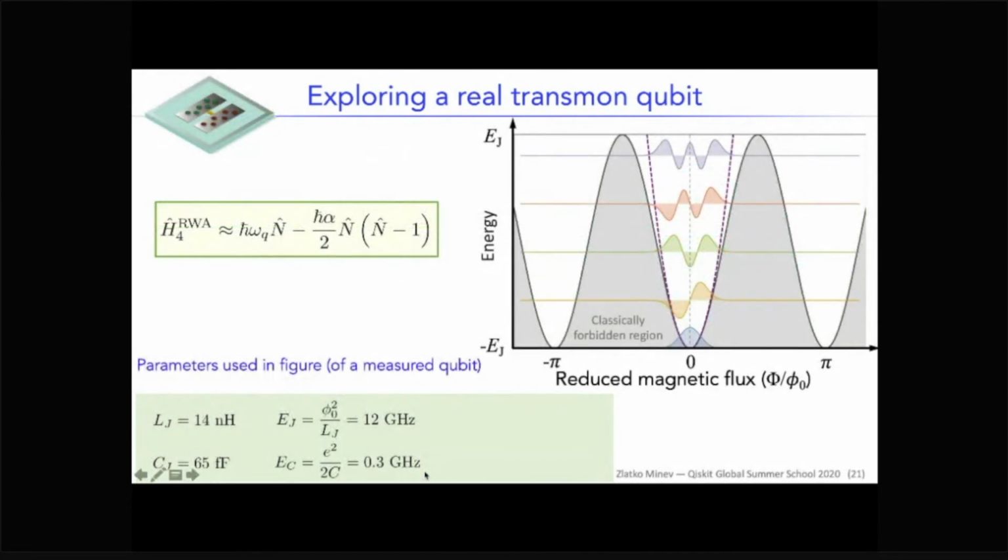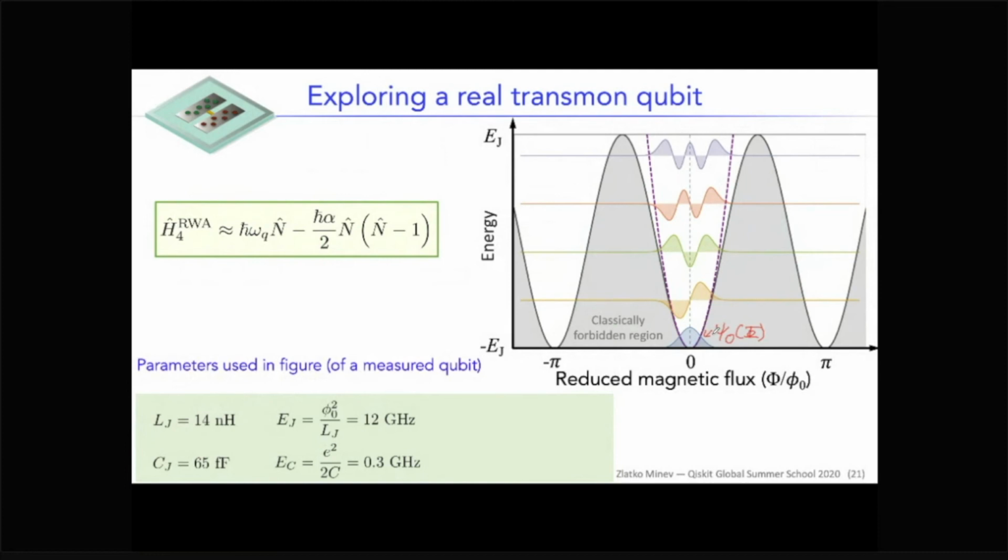So if we now look at how the eigenstates of the oscillator look like to first order, we can plot the oscillator eigenstates, familiar to us from the first lecture, here, where the wave function of the ground state as a function of magnetic flux phi is depicted here.